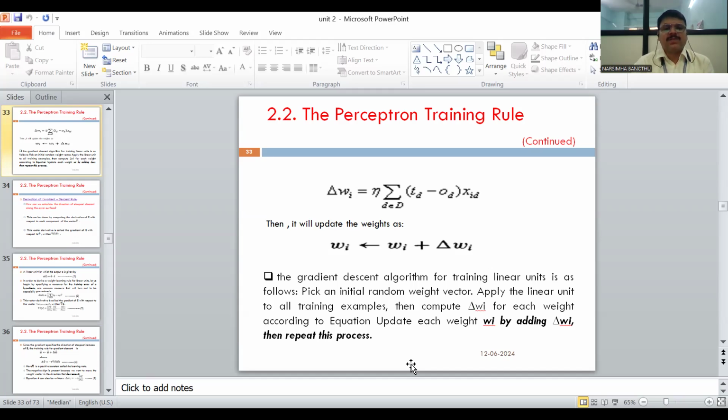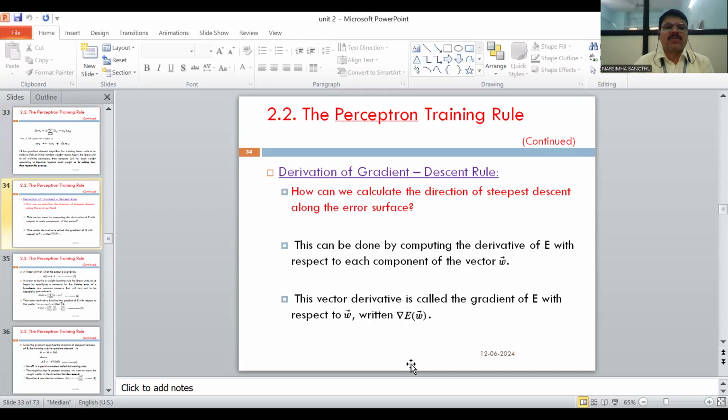Here, the gradient descent algorithm for training linear units is as follows. Pick an initial random weight. Apply the linear unit to all training examples, then compute delta Wi, right? So for each weight, according to the equation, update each weight Wi by adding delta Wi. Then repeat this process until you get the result. Derivation of gradient is simple. See, this is how we can calculate the direction of steepest descent along the error surface.